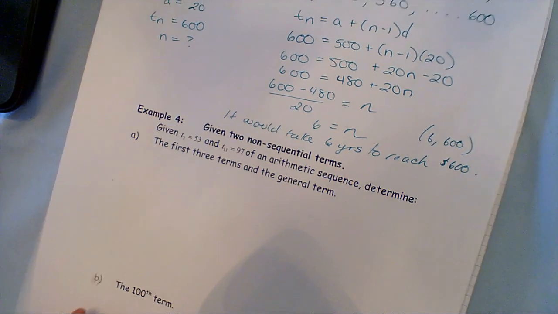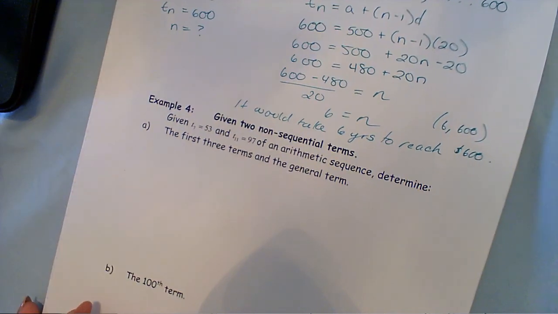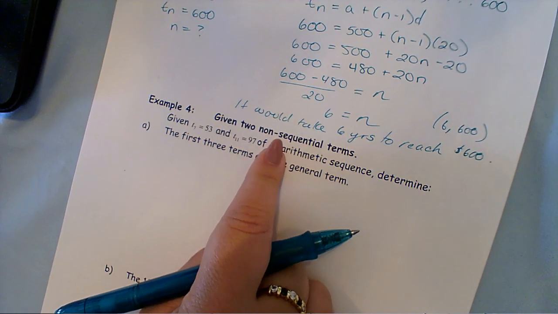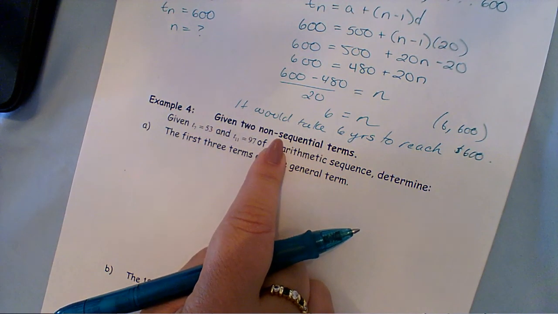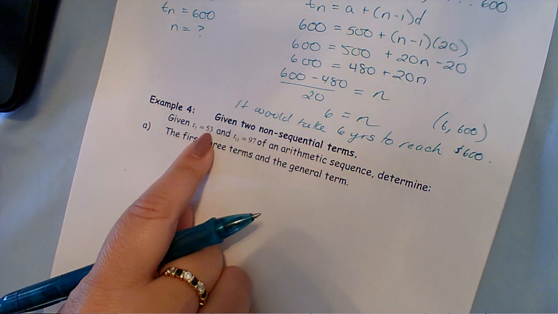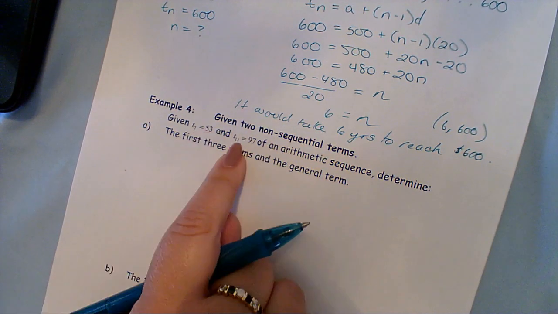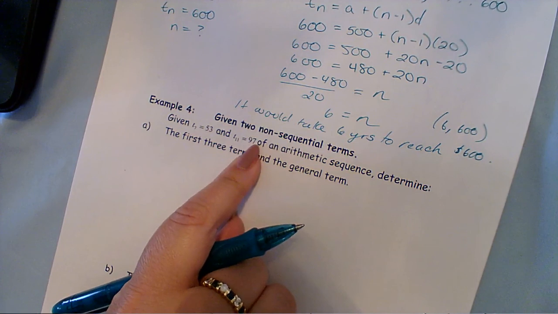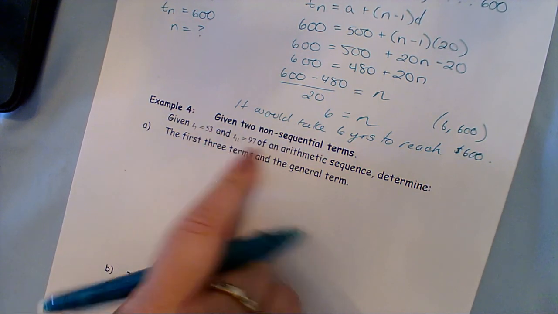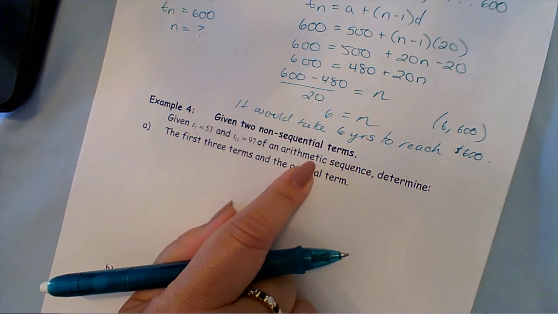Now, the last situation that you can see is, what do you do when you're given two non-sequential terms? Non-sequential means terms that aren't back-to-back, right? They're not related to each other. So here, T7 is 53. So in the 7th spot is the number 53. And in the 11th spot is the number 97. So they're not back-to-back terms. There's a couple of spots in between them. And you're told that it's arithmetic, otherwise you wouldn't know.